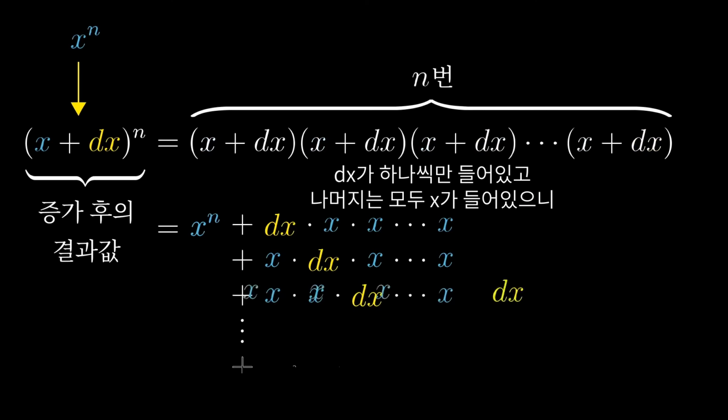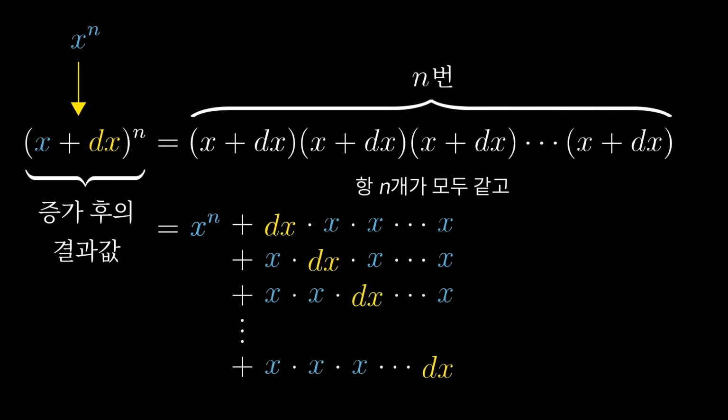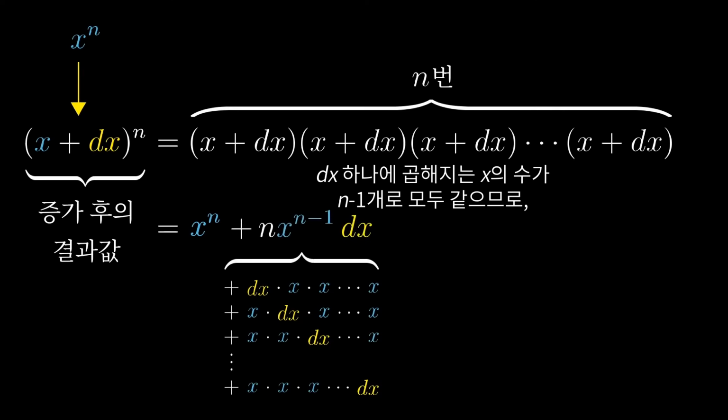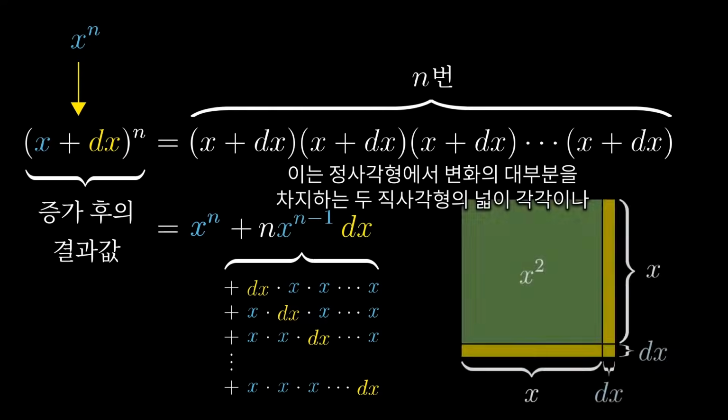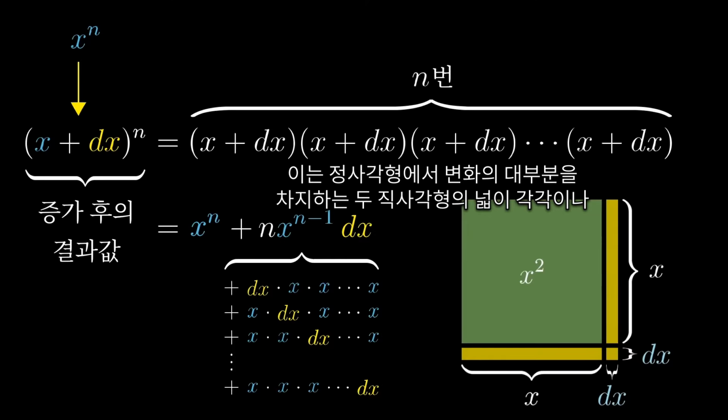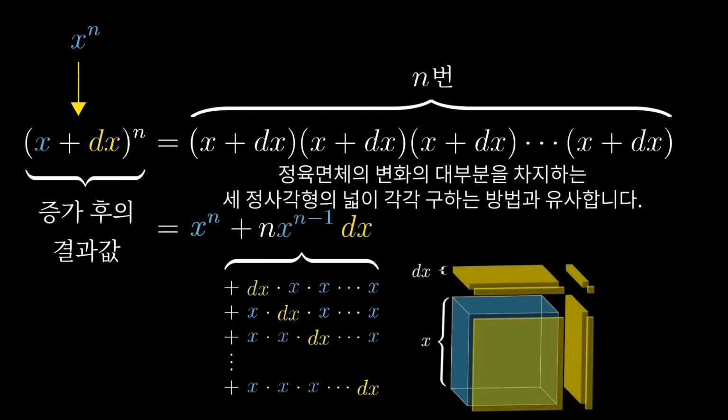Since there are n different parentheticals from which you could have chosen that single dx, this gives us n separate terms, all of which include n minus 1 x's times a dx, giving a value of x to the power n minus 1 times dx. This is analogous to how the majority of the new area in the square came from those 2 bars, each with area x times dx, or how the bulk of the new volume in the cube came from those 3 thin squares, each of which had a volume of x squared times dx.